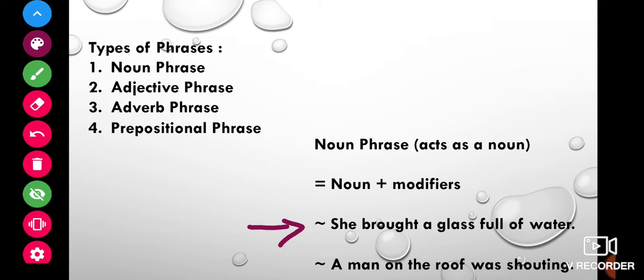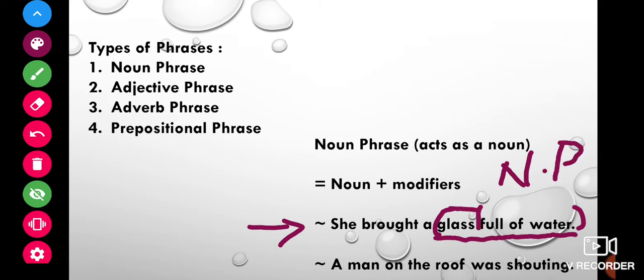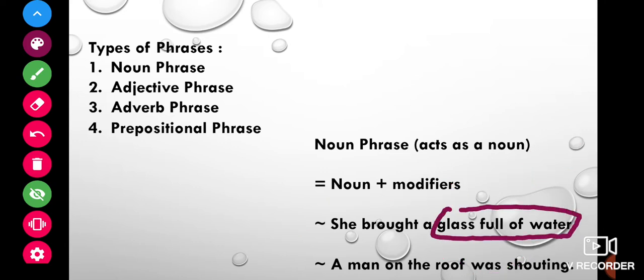She brought a glass full of water. Now here, glass full of water is the noun phrase. How? Because here glass is a noun and full of water. This full of water is telling us something more about the glass, which is the noun. So full of water is modifier and glass is a noun. So in this sentence, glass full of water is a noun phrase.